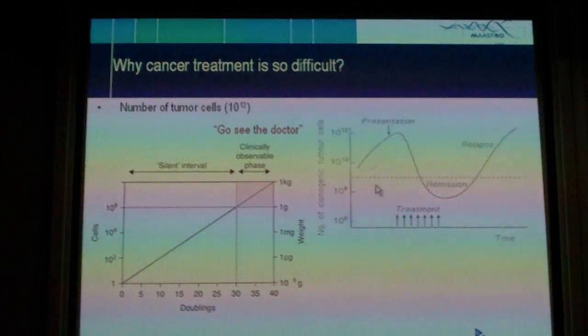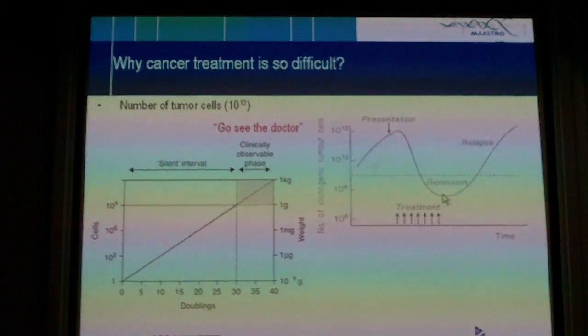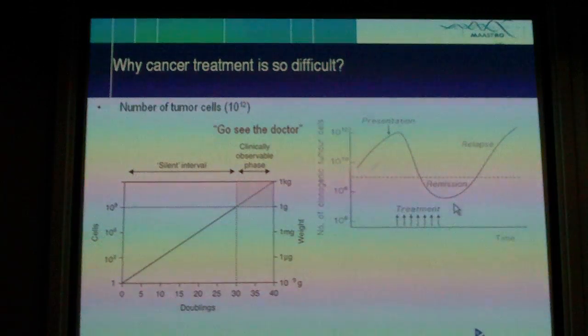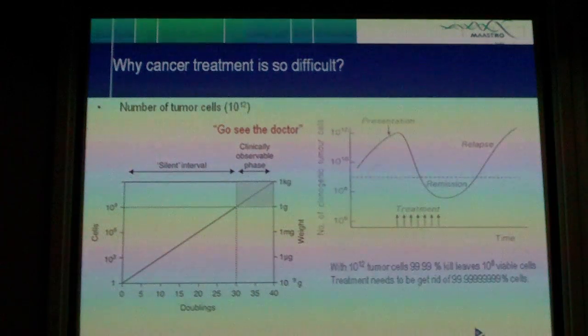However, the threshold of 10 to the 9th, you're below that. This is called remission. If a cancer does not relapse, it's called a cure, otherwise it's a recurrence. The problem is that in this phase you cannot detect the cancer because it's just too small. So the current imaging devices cannot detect this cancer.